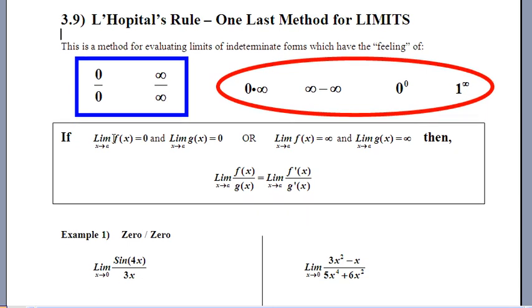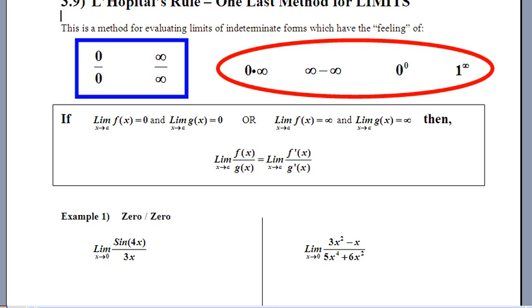It says this: if you've got a limit of one function that's heading to 0 and another function that's heading to 0, and you're trying to do this fraction of one algebra over the other, then you can find the limit by instead doing the derivative of the top and the derivative of the bottom and trying again. And it also works if the two limits are infinity and infinity.